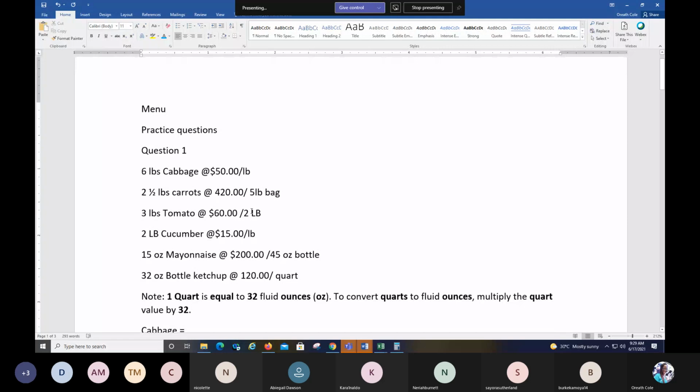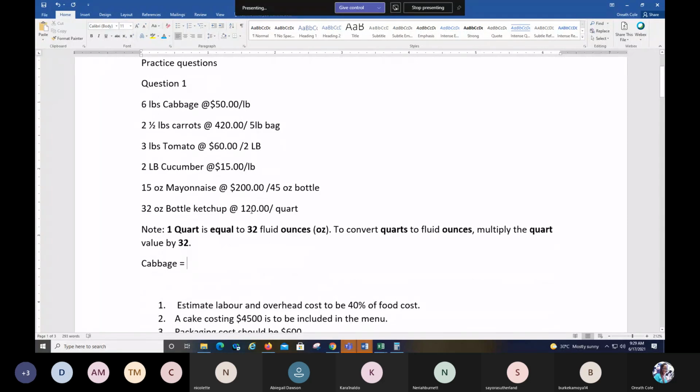So let us work out this first item now. We're working out to calculate the cost for cabbage. So what are we going to be doing? First, we're going to calculate 50 times 6. All right, so $50 times 6, and what does that give us? $300. $300.